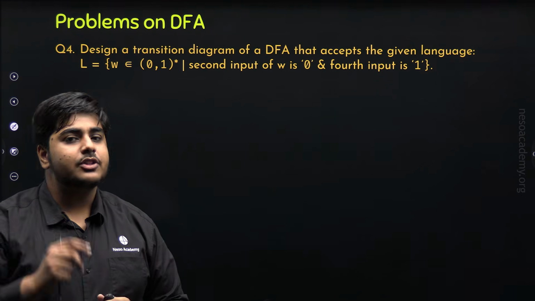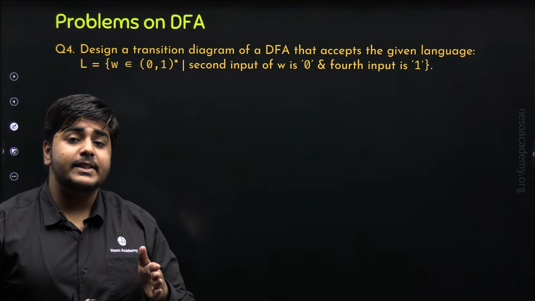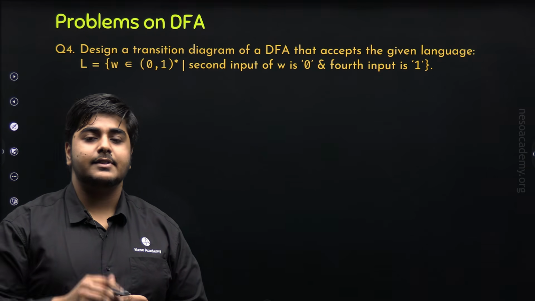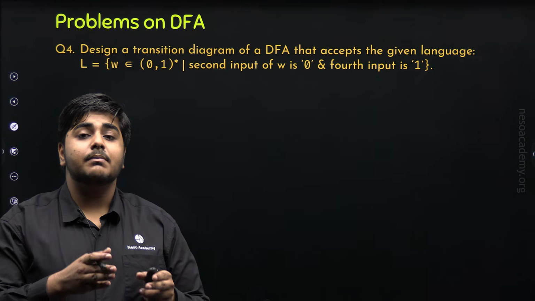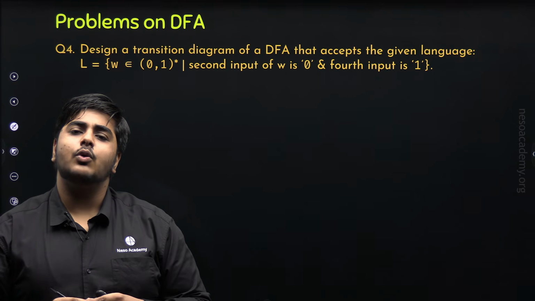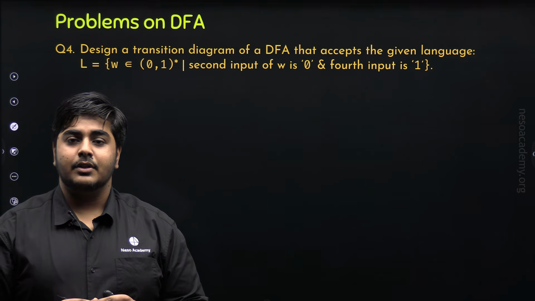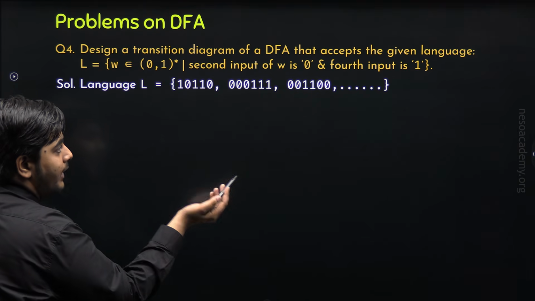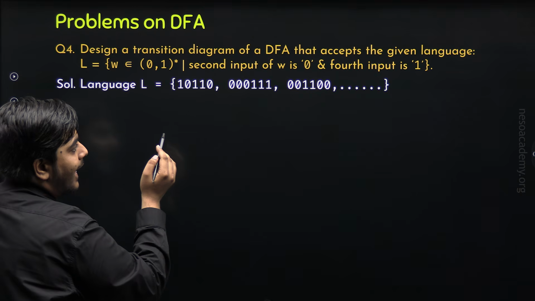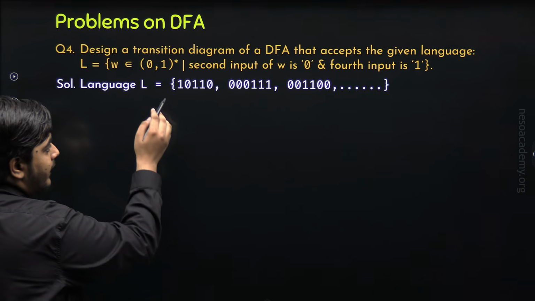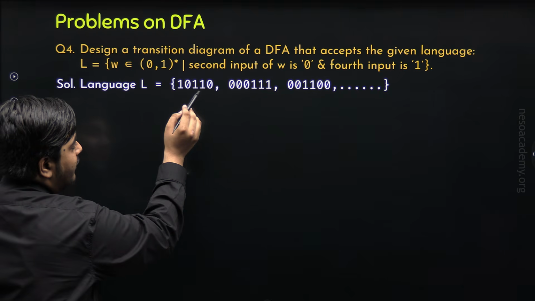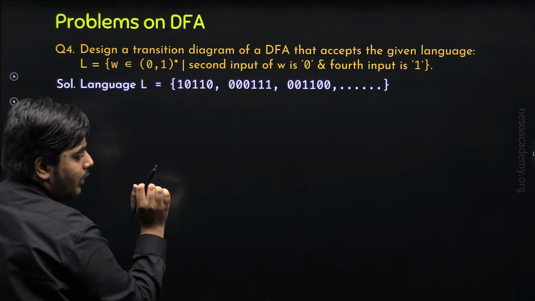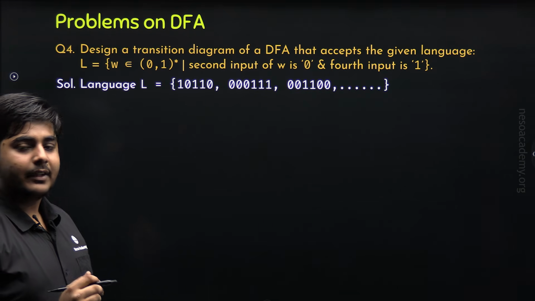So there are two restrictions on our string: the second symbol should be 0 and the fourth symbol should be 1. But there are no restrictions on the first symbol, third symbol, fifth symbol, sixth symbol, seventh symbol, and so on. Only two restrictions. So let's see the refined form of our language. In this language, you can see all the strings have the second symbol as 0 and the fourth symbol as 1. In this string, the second symbol is 0 and the fourth symbol is 1, and so on. So let's start designing our DFA.